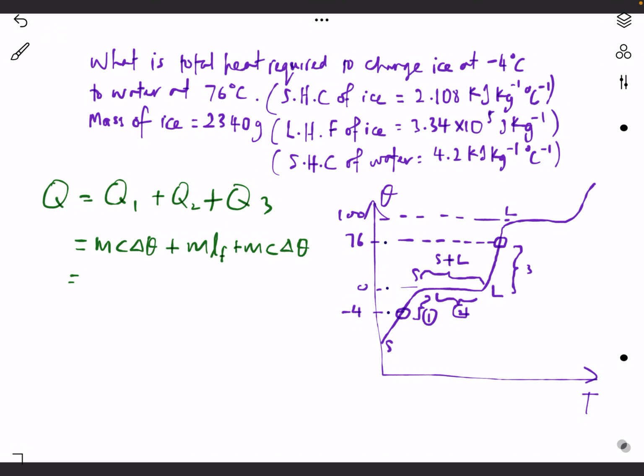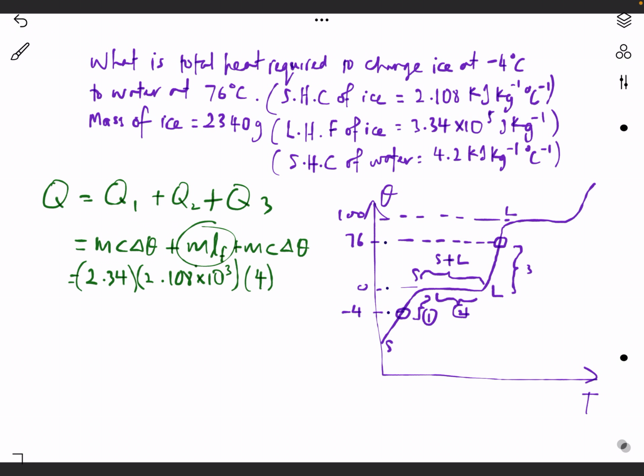Okay, you can put a number here. This is the mass given here. However, remember, we are using kilogram in our calculation, so you need to convert to kilogram. So you can write 2.34, in the unit of kilogram, multiplied by c. c is the specific heat capacity of ice, because at this part it is still ice. So you can write 2.108 kilo, so write 10 to the power of 3, the value of kilo. And Δθ is the change of temperature. The difference between -4 and 0 is 4, so you can write 4. This is the first part.